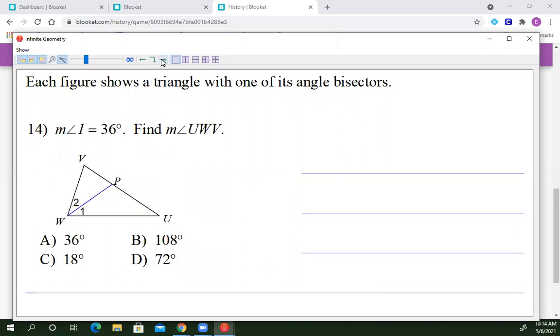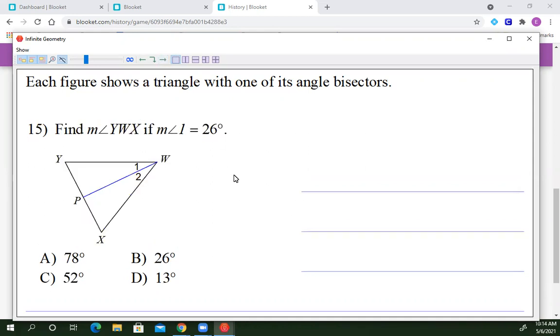Okay, so be careful on ones like this. If 1 is 36, they're not asking for angle 2, so I'm not going to answer 36. They're asking for what the whole big angle is. What would it have to be if 1 is 36? That means it's 72. Yes, because 2 is also 36, but they weren't asking about 2. They're asking about the whole big thing. 72 is our right answer.